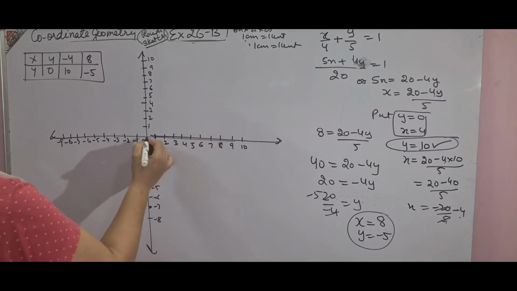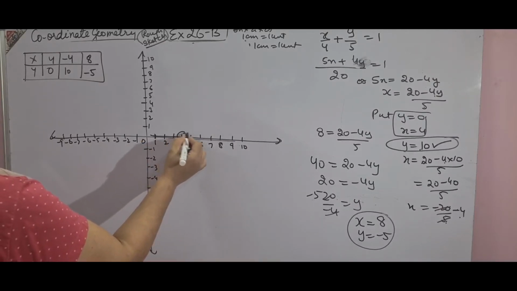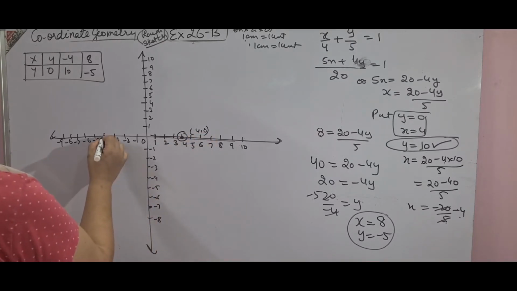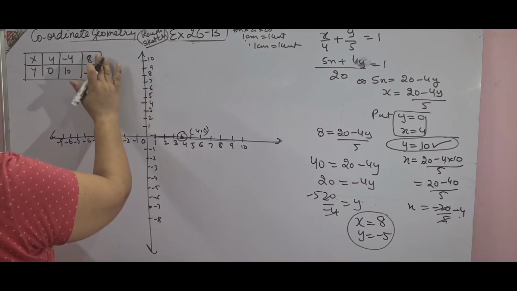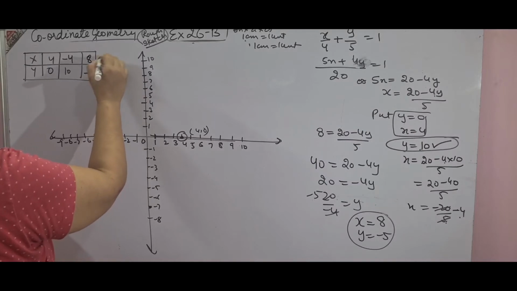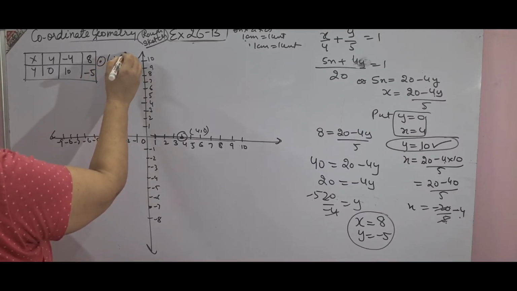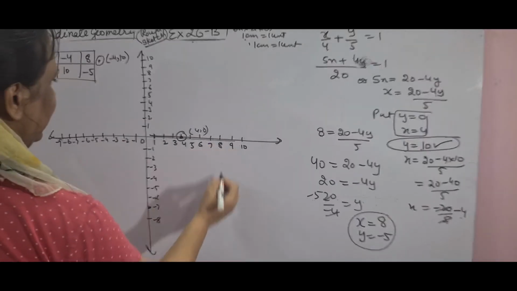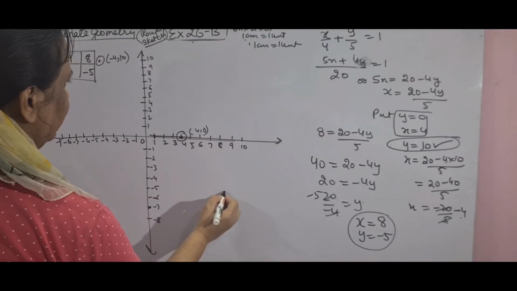So first is x 4, y 0. First point 4 and 0. Then x minus 4 and y is 10. This is your second point. I'm doing it here. And third is x 8, y minus 5. So x 8 and y minus 5.